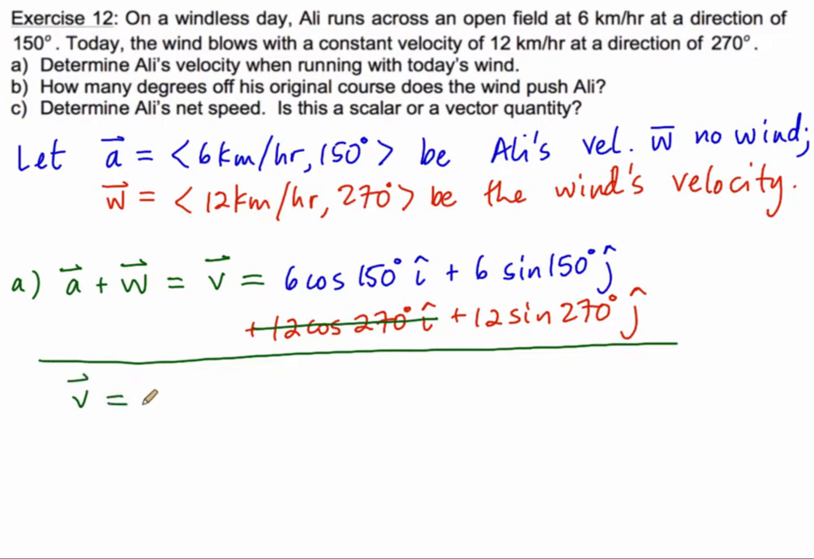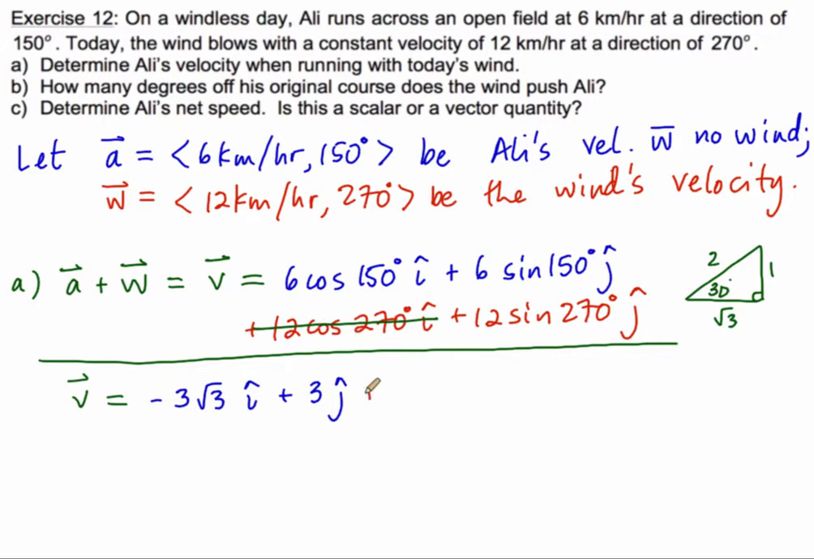So a simplification here requires us to simplify the trigonometry. The cosine of 150 degrees is the same as negative cosine 30 degrees. And if we use a 30-degree reference triangle, we see that the adjacent is square root 3, the hypotenuse is 2, and the opposite is 1. So the cosine of 150 degrees is going to be negative square root of 3 over 2, multiplied by 6 gives us negative 3 square root 3 i hats. The sine of 150 degrees is a positive 1/2, times 6 will be 3 j hat.